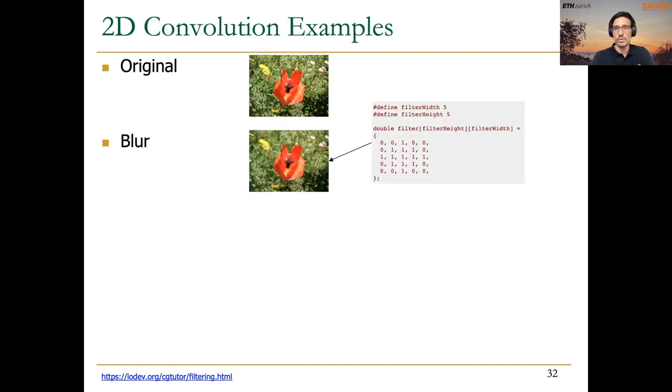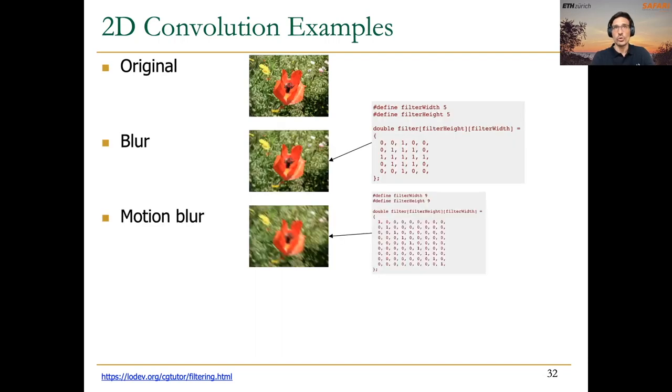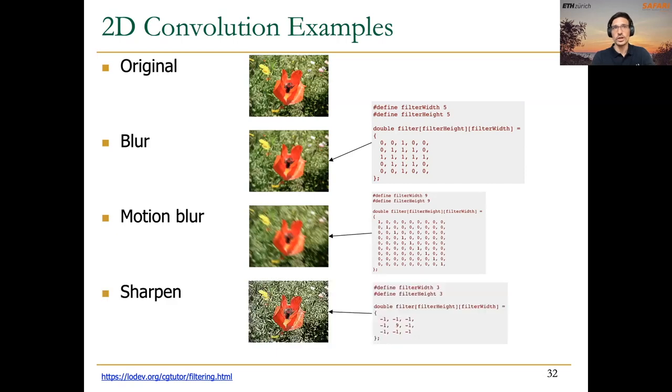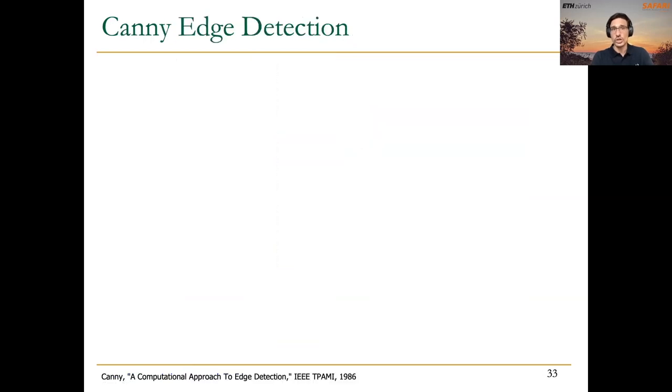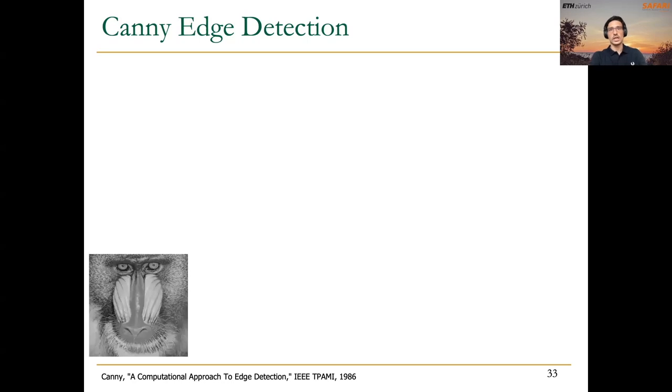Some example 2D convolutions that are widely used in image processing from an original image: for example, we can apply a blur filter, or a motion blur filter, or a sharpen filter. If you want to find more of these examples, you can go to this website here. And also 2D convolutions are used in Canny edge detection. That is probably the most popular and widely used way of detecting edges or borders in an image.